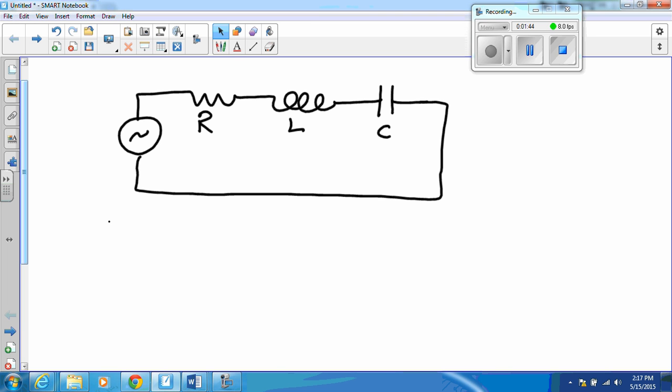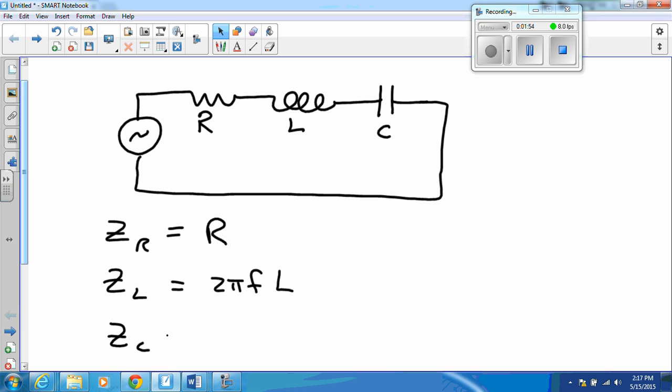All right, so we already know that each of these has an impedance. Impedance is the generalized idea of resistance. Notice that the impedance of a resistor is just its resistance. But the impedance of the inductor and capacitor are very interesting because they are frequency dependent.